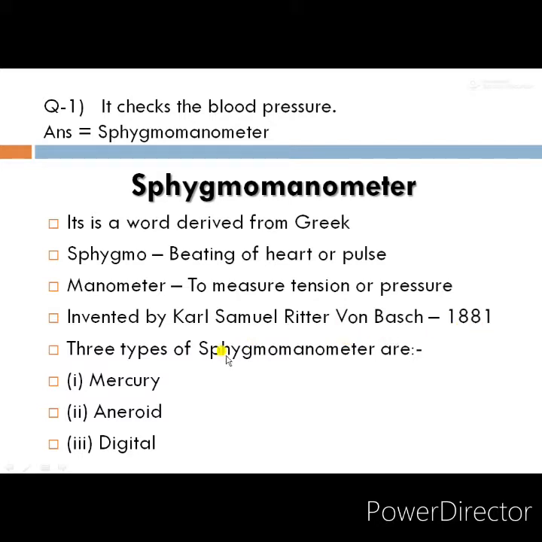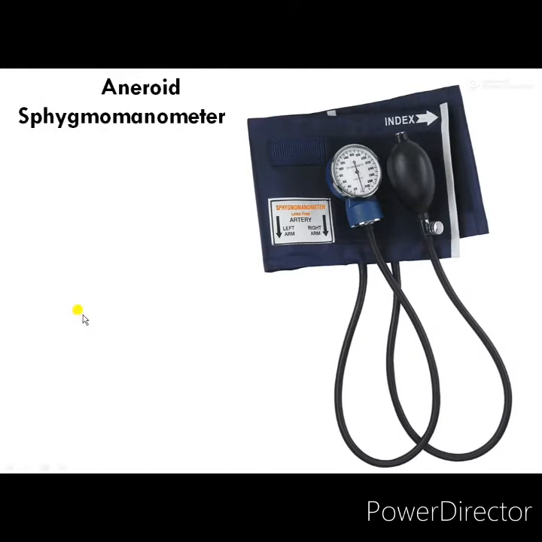Students, there are three types of sphygmomanometers. First one is mercury, that I have already shown. That sphygmomanometer is commonly used in hospitals by doctors. First one is mercury, and the next one is aneroid, and the third one is digital. Now the next two instruments' pictures also I will show you. What is aneroid? See, this is the aneroid sphygmomanometer.